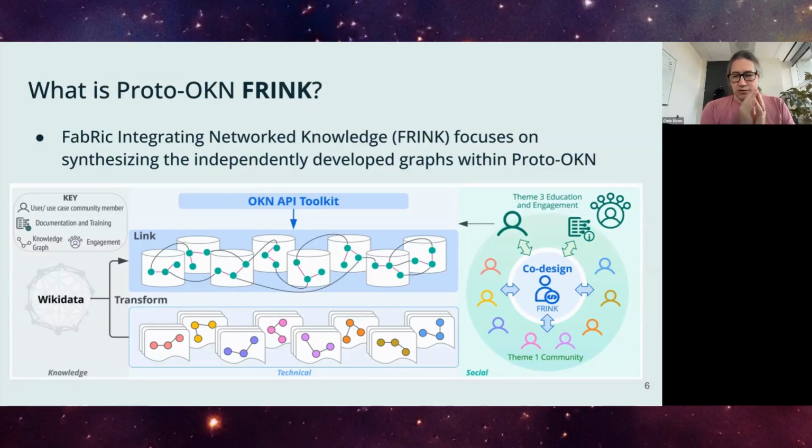And they're very domain specific. So one might be a certain type of manufacturing data, another one might be a certain type of biological data. FRINK is not doing that. What FRINK is doing is providing the backbone or the fabric in which those graphs can actually interoperate. There are two fabric teams currently, and they're both providing sort of different versions of this fabric.